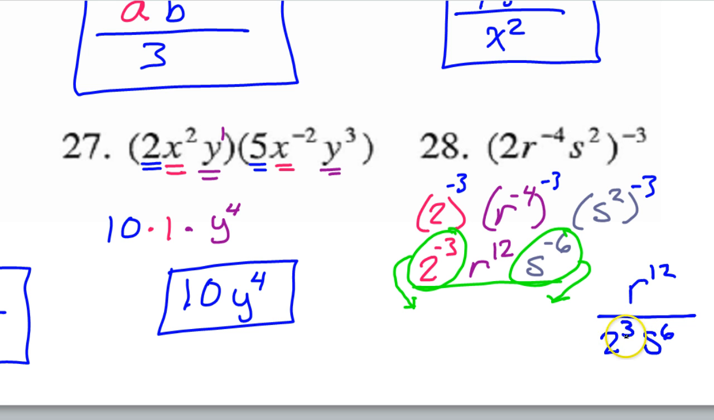2 to the third power is small enough that we should do it. Anytime if it's squared or cubed, you should go ahead and evaluate it. That's 8. So we will go ahead and put 8. So this will be your final answer for number 28.